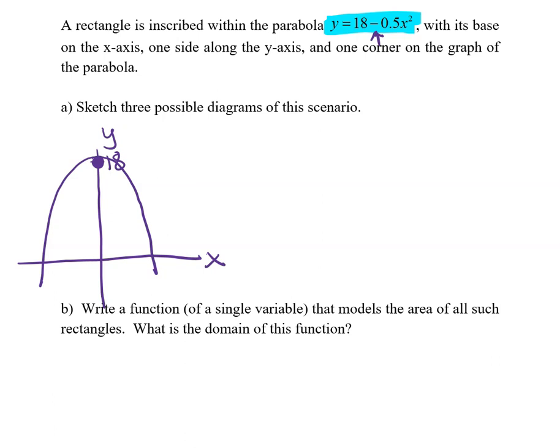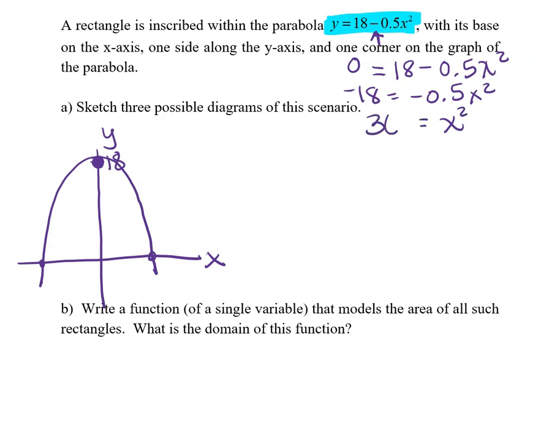Okay, so let's also go ahead and determine for this parabola where our x-intercepts are. For our x-intercepts, if I substitute 0 in for the y and I solve for x, I could subtract 18. This is one way to solve for x. Divide by negative 0.5, I'll get 36. Take the square root, not forgetting my plus or minus. I will have two x-intercepts, negative 6 and positive 6.